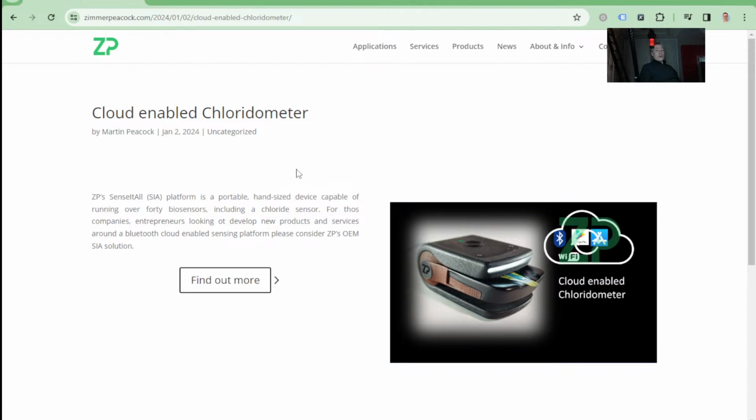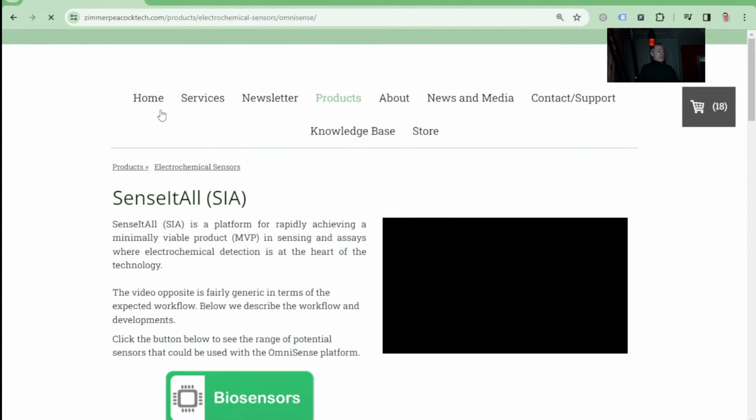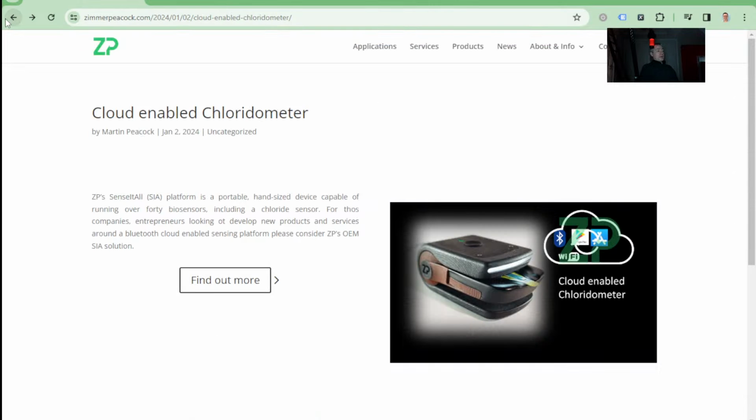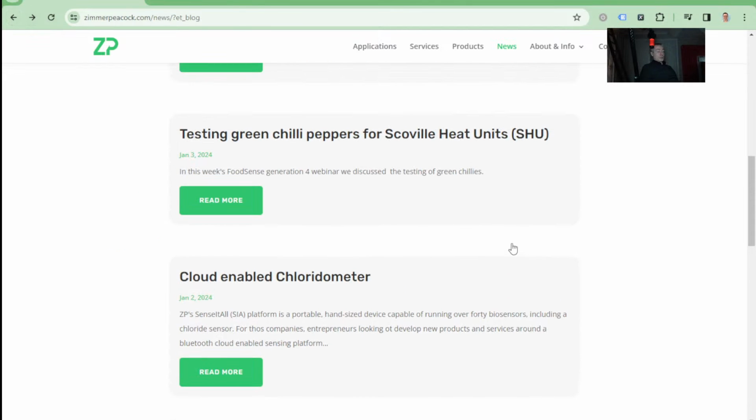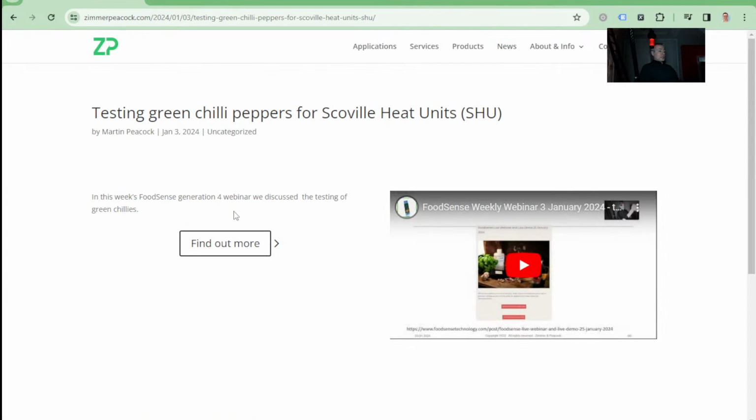But it's really a chloride sensor. They're often using ion selective electrodes. At ZP, we have the world's best platform for making ion selective electrode measurements. It's called SensiAll. And I think we're just putting out there a note that it does have an ion selective chloride sensor associated with the SensiAll platform, and therefore we can be classified as a chloridometer as well.